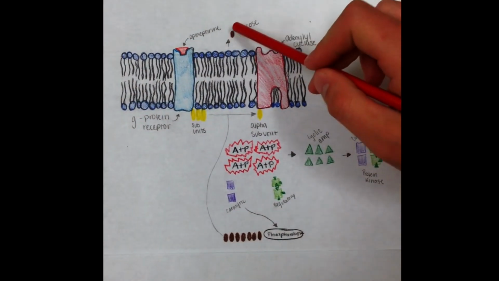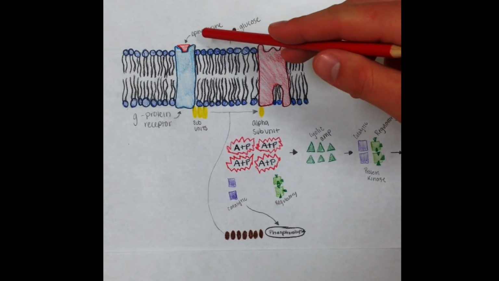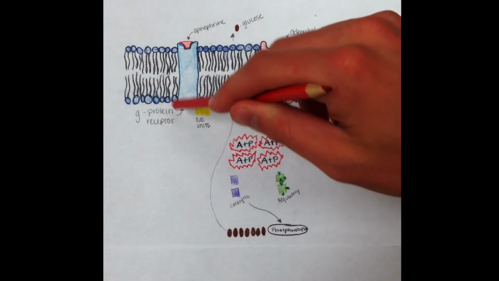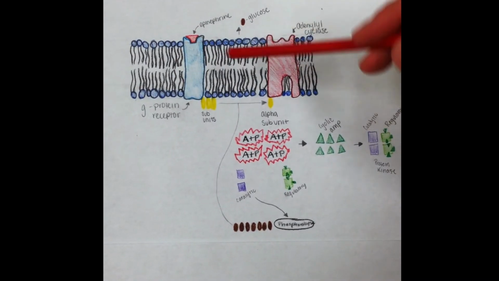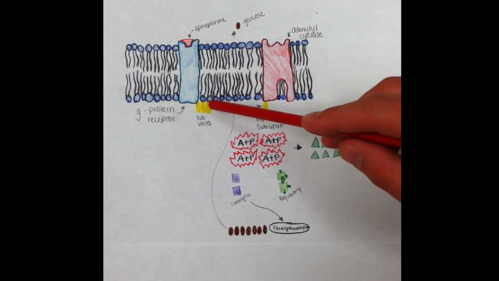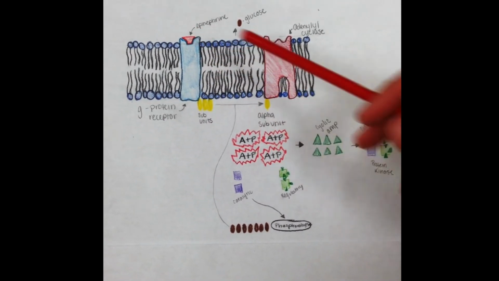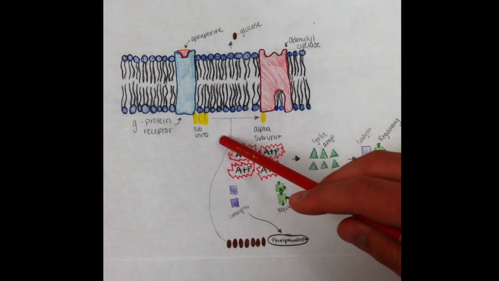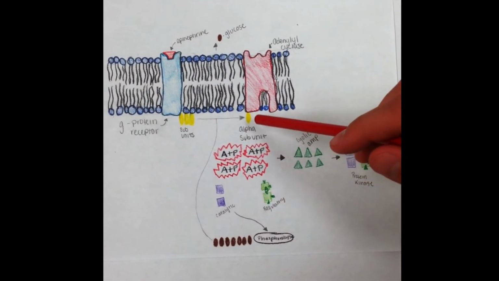So we have epinephrine, which is an enzyme. It's also called a ligand. It's coming down and it's binding with the G protein right here, which is also this blue little part right here. So we have the subunits that are also attached to the G protein, and when the ligand binds, it's going to then send a subunit all the way down to adenylyl cyclase.